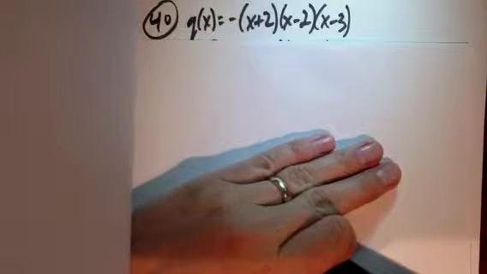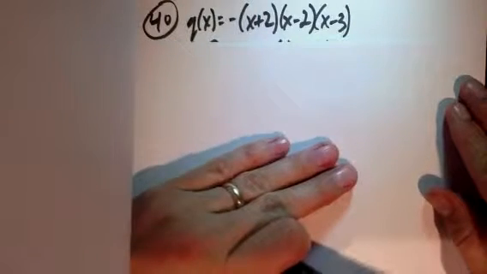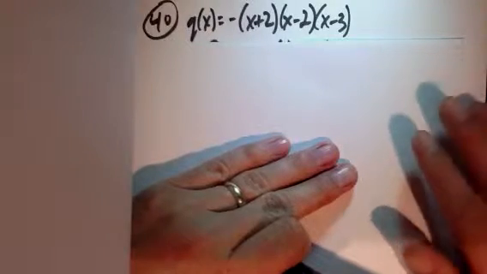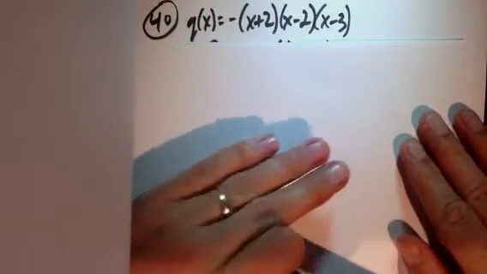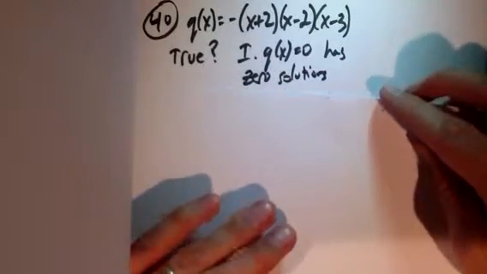This is problem 40 from the Math Level 2 practice exam, the solution. You have a function that is q of x equals the opposite of x plus 2 times x minus 2 times x minus 3. And we need to find out which statements are true about q of x.